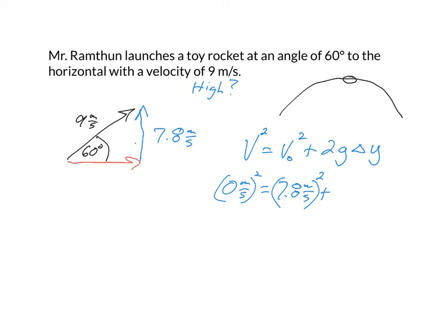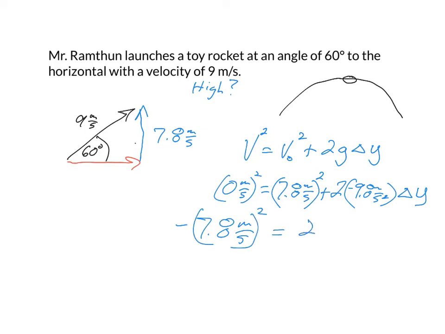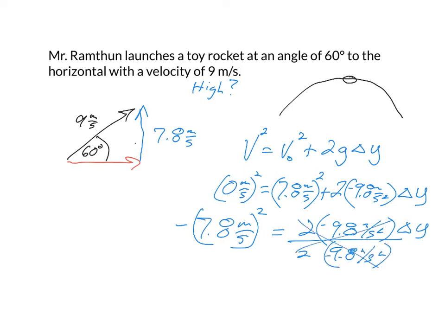Plus 2 times a negative 9.8 meters per second squared. And I'm solving for change in Y. I'm going to subtract that 7.8 meters per second squared from both sides. And then I'm left with 2 times negative 9.8 meters per second squared, and change in Y. Now, how do I get change in Y all by itself? I'm going to divide both sides by exactly what you see here. And that goes away. But what I do to one side, I have to do to the other.